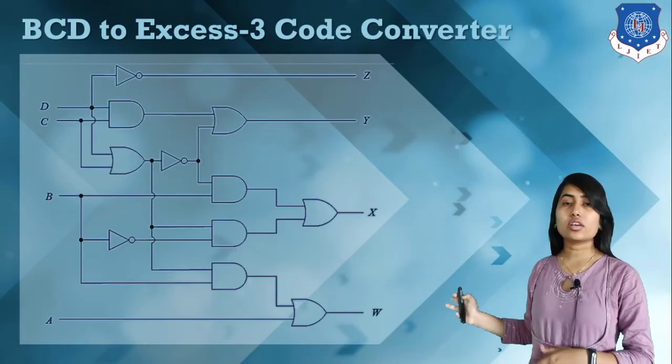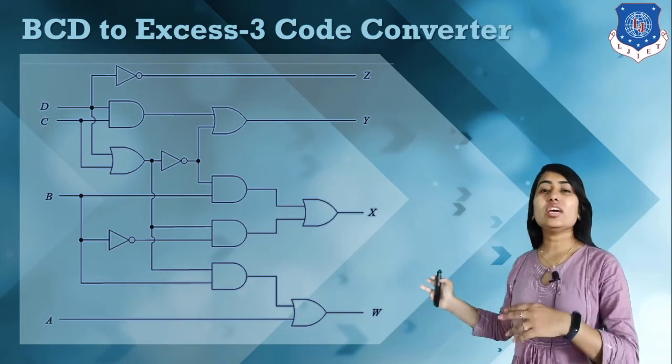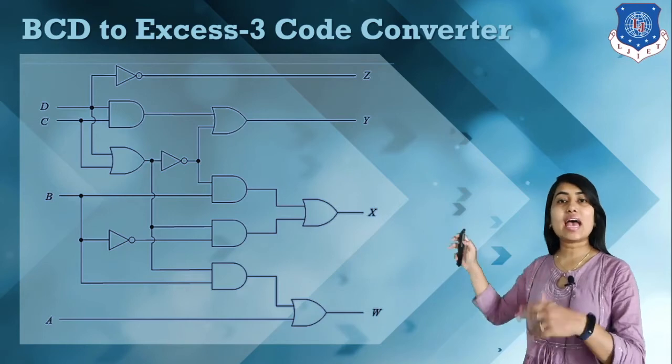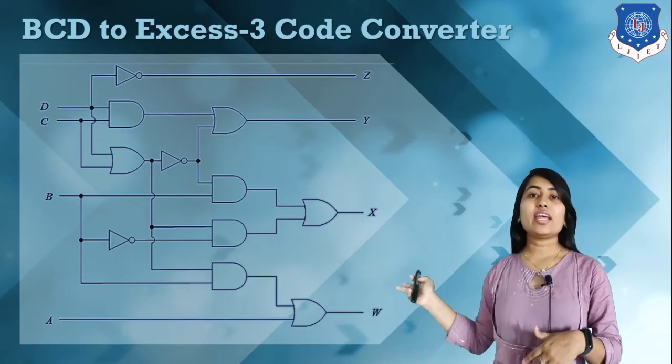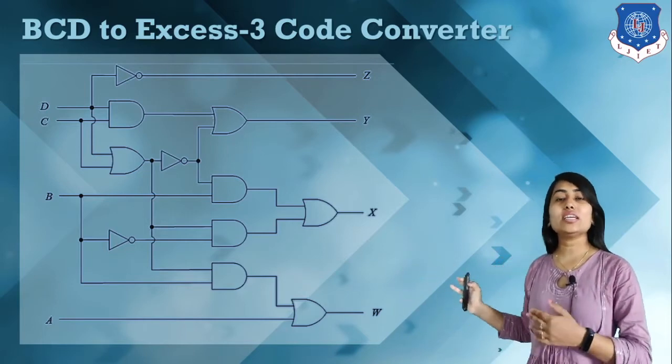So this is our BCD to XS3 code converter circuit. In Z we have just D dash, then in Y we have C dash D dash plus CD, and the equations of W and X are implemented with this kind of gate structure. So this is the BCD to XS3 code converter circuit.